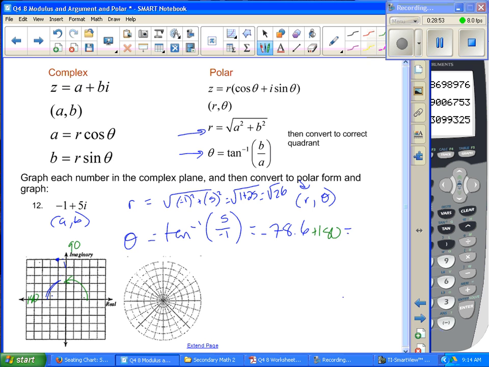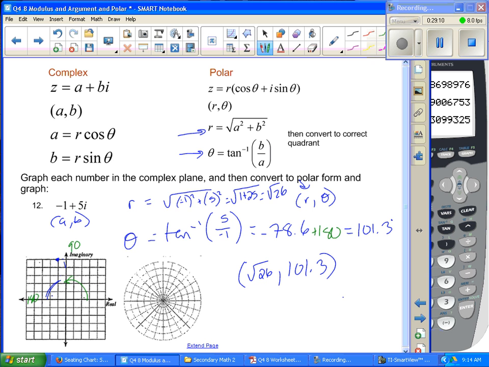110.3. I'm sorry, 101.3 degrees. Okay, so then my R was root 26. So now I'm just putting it as an ordered pair, R comma theta. So root 26 comma 101.3 degrees.